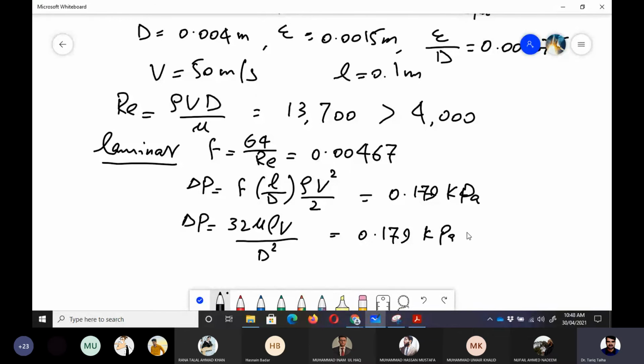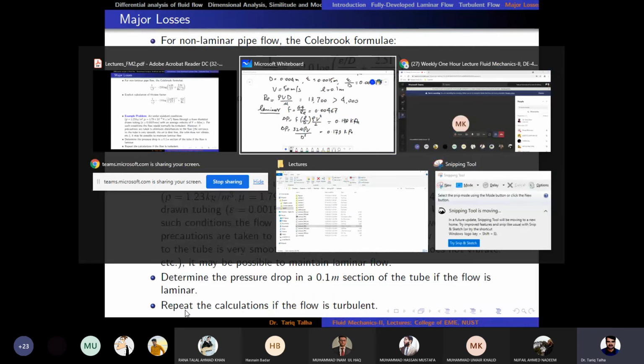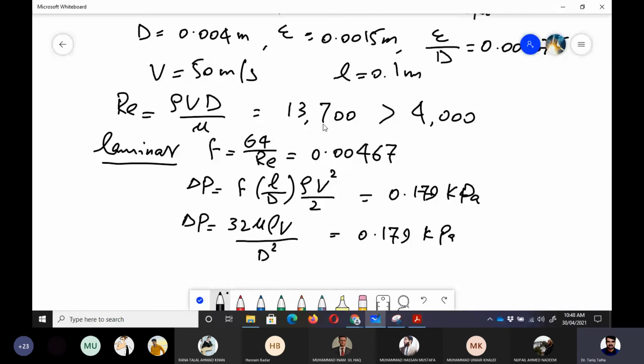Now this was part 1. Part 2 is to repeat the calculation if the flow is turbulent, which it would most definitely be, because the value of the Reynolds number is greater than the critical Reynolds number, which is 4,000 or 2,000 per se. After 4,000, it is fully developed, fully turbulent flow.